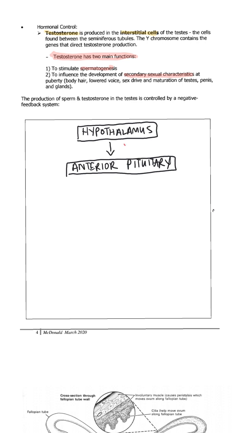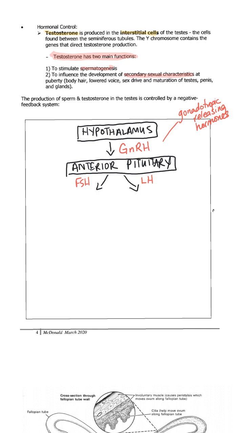The hypothalamus secretes a releasing hormone, in particular GnRH, gonadotropin-releasing hormone. It's a releasing hormone that is going to target structures in the gonads. If this is a male, it's going to be the testes. If it's a female, it'll be the ovaries. So the anterior pituitary actually gets targeted with two hormones, FSH and LH, once GnRH hits the anterior pituitary gland.